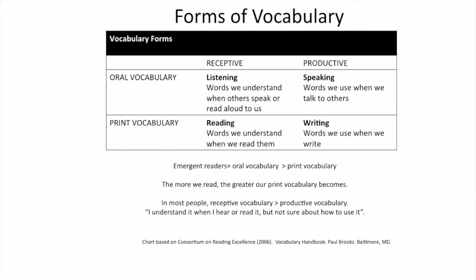We've already studied emergent readers. As you can infer from your knowledge of these readers, these students have a greater oral vocabulary than print. They can understand many words they hear and can use these words in conversation. They haven't developed the print knowledge and phonics skills to read these words in print or write them. As expected, the more we read, the greater our print vocabulary becomes. People have greater receptive vocabularies in both oral and print. You may find that there are words you hear or read that you understand, but you're not confident in producing them when you speak to others or write.